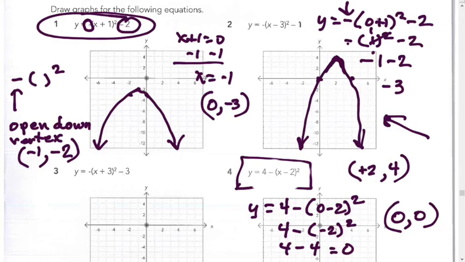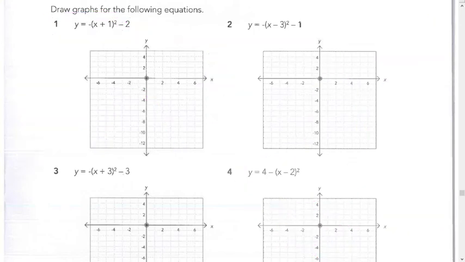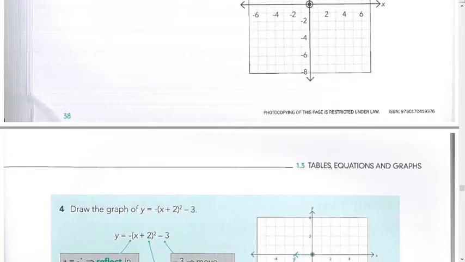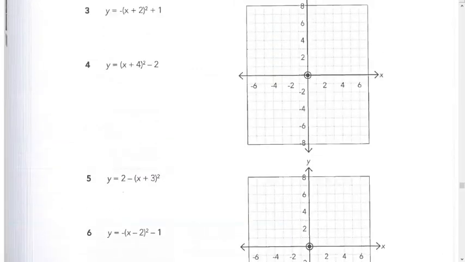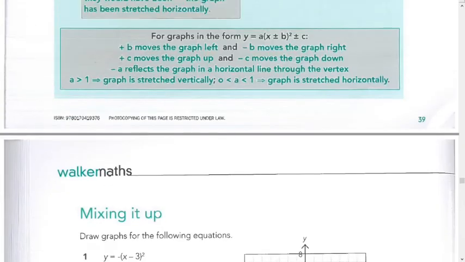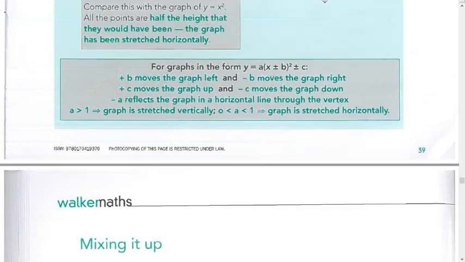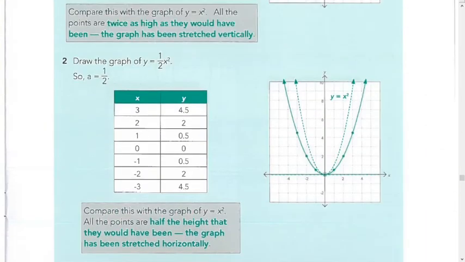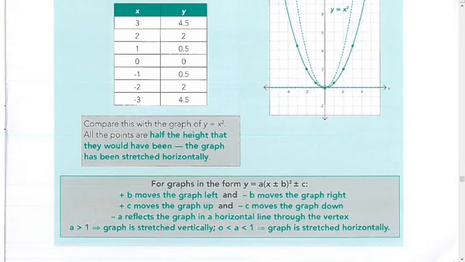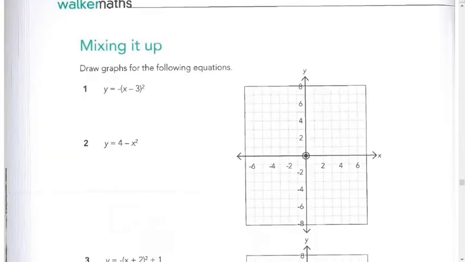So we're going to complete the parabolas today, and then do your homework up to page, let's see, what does that finish on? Draw the graph for the following equations. Okay, let's just stop on page 38.